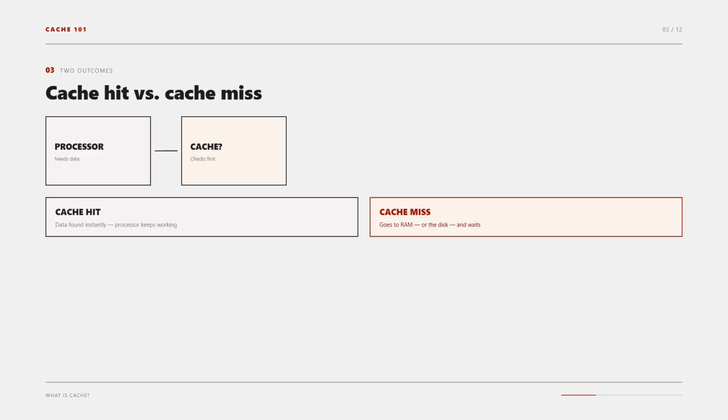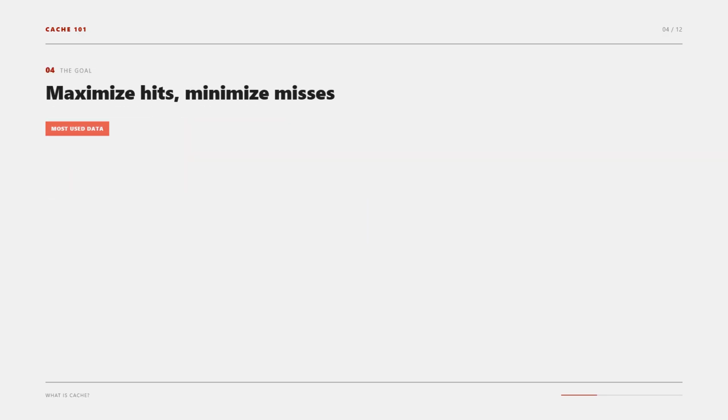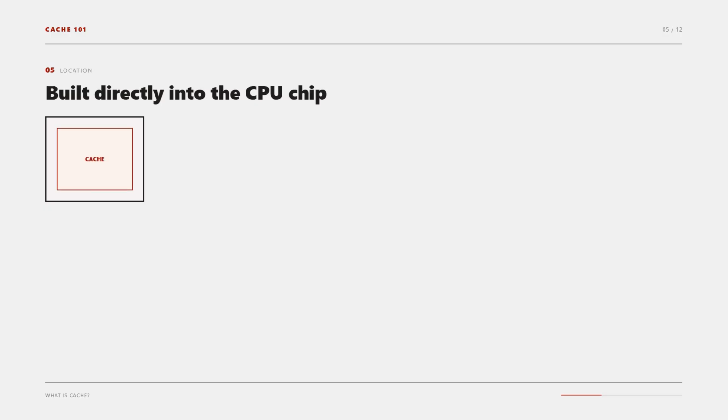So the goal of cache is to make cache hits happen as often as possible. And it does this by storing the data that you use the most frequently or the data that you are most likely to need next. Now let us talk about where cache lives inside your computer. The most important type of cache is the CPU cache. This is cache that is built directly into your processor chip. And because it is physically inside the CPU itself, it can transfer data at extremely high speeds.